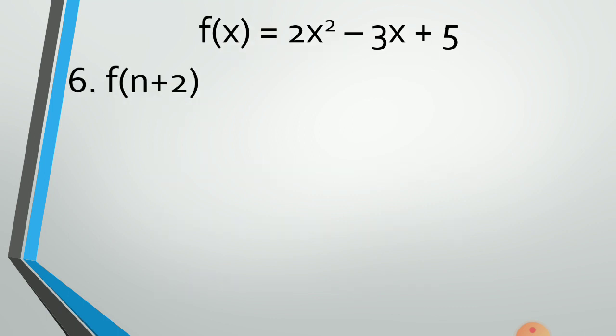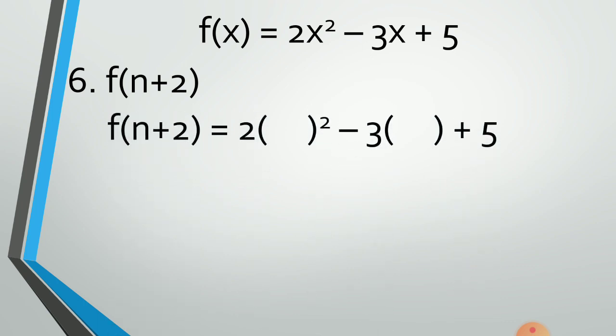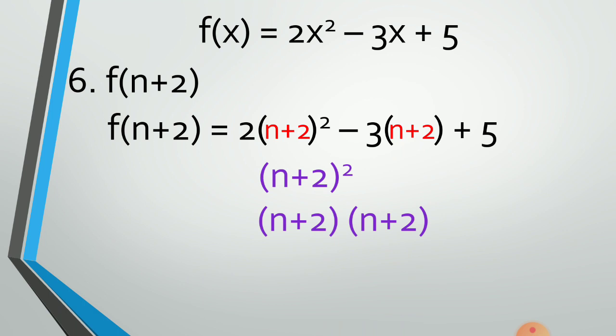And the last one is f of n plus 2. So replace all the x variables with n plus 2. That is 2 times the quantity n plus 2 squared minus 3 times n plus 2 plus 5. So let us first simplify n plus 2 squared. n plus 2 squared means n plus 2 times n plus 2. So in here, this is already a product of two binomials.